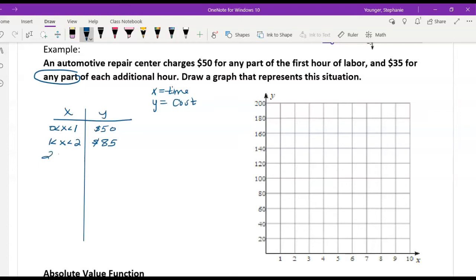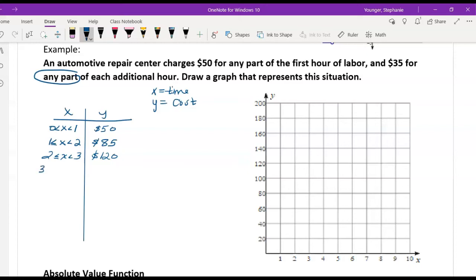All right, so if I hit that 2 hour mark, and then go to 3, so I'm including 2, I include the 2 because at 2 hours, I have to pay an additional $35. So then I get to 120. So that one is less than or equal to because I have to include the 2.